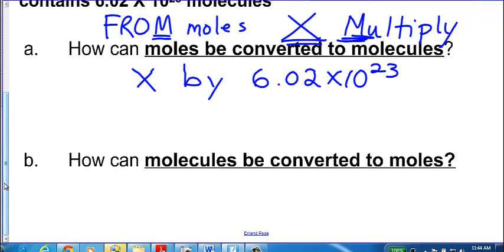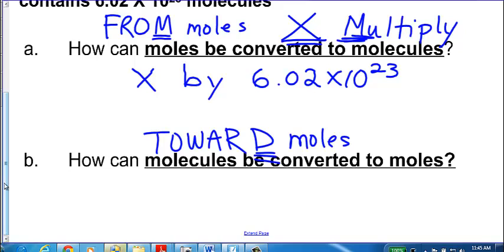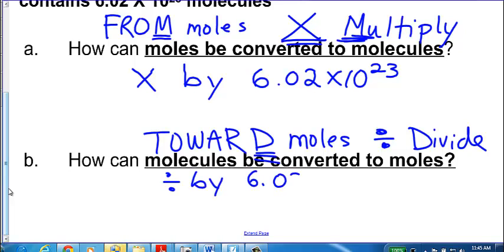However, if they give you molecules and ask you for moles, then you're going toward moles. You're trying to find moles. And toward ends in a D, and the mathematical operation you're going to perform starts with a D. So if you're going toward moles, you're not going to multiply, you're going to divide. Okay? So if you're going toward moles, you'll divide by 6.02 times 10 to the 23rd.